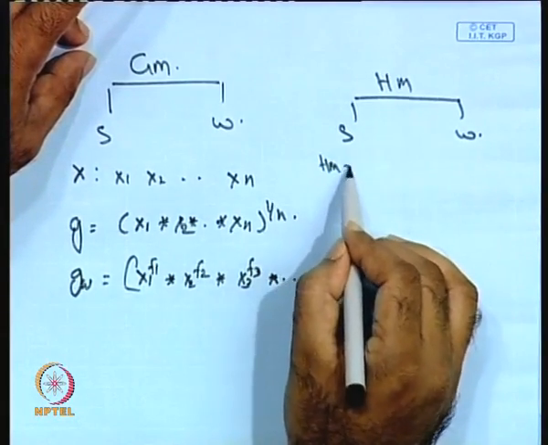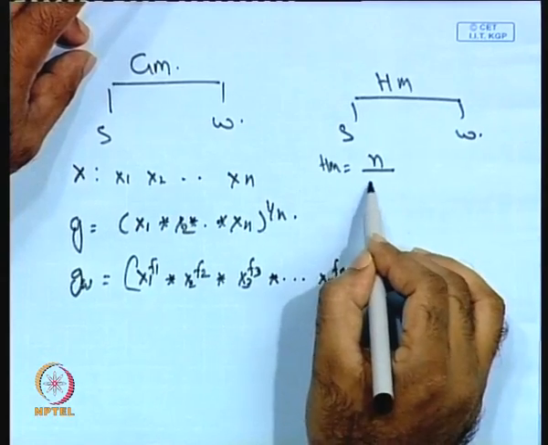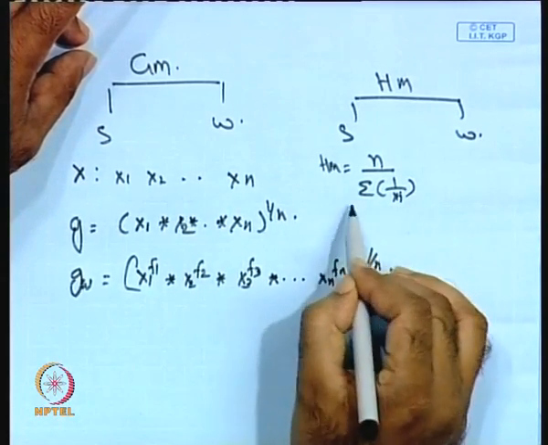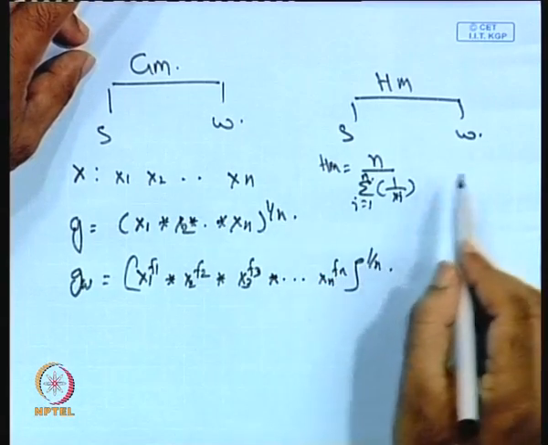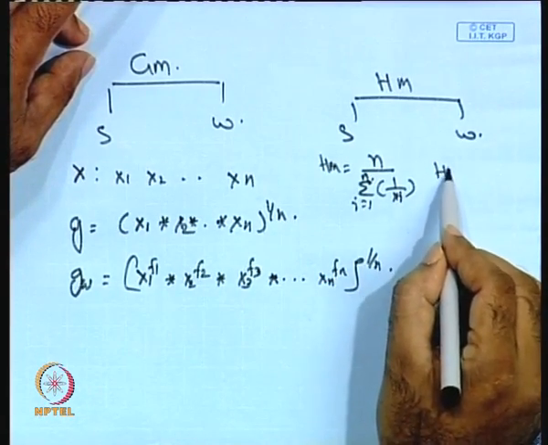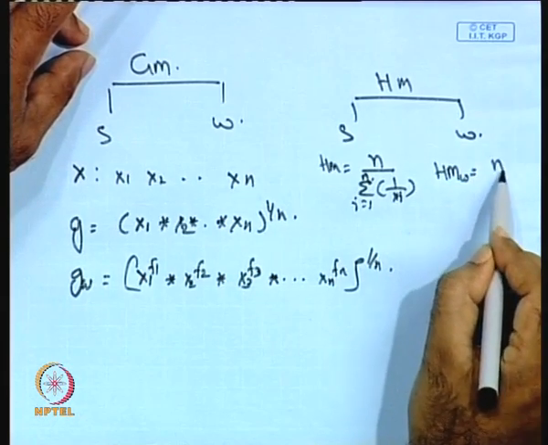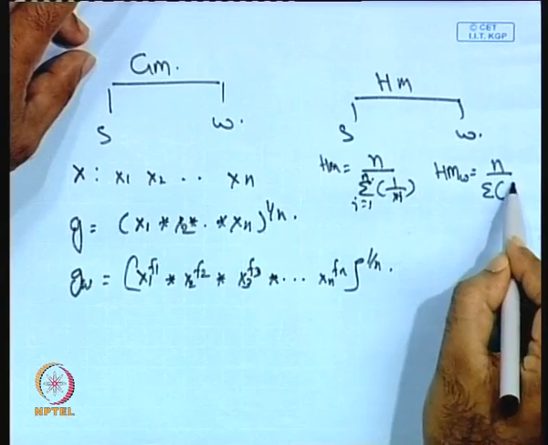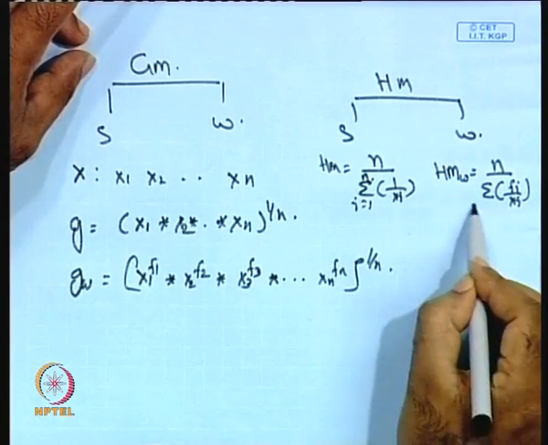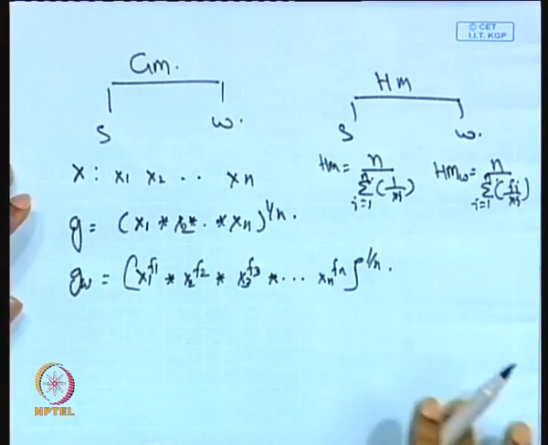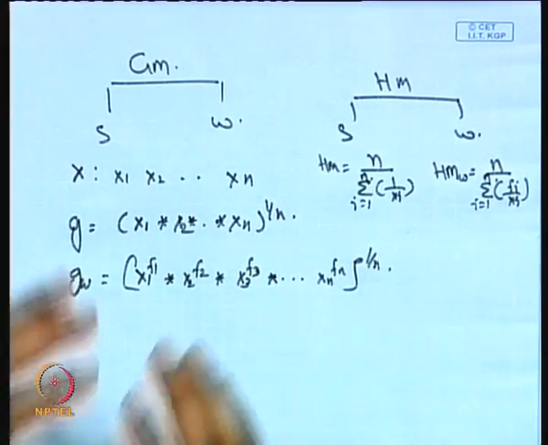Now in the case of harmonic mean, it is nothing but n by summation 1 by xi, i equal to 1 to n. Okay. In the case of weighted average, the harmonic mean is nothing but n by summation fi by xi, i equal to 1 to n. Okay. So now we know the setup of the mathematical averages, that is arithmetic mean, geometric mean and harmonic mean, again with respect to simple structure and weighted structure.